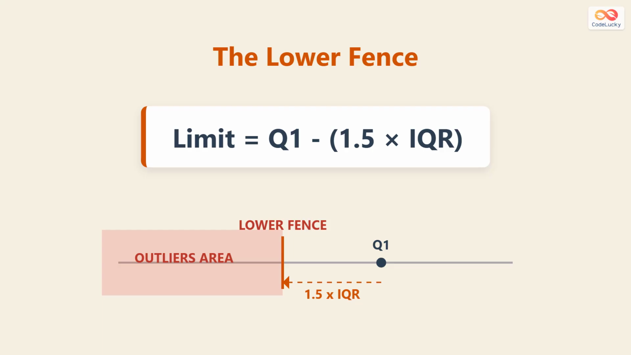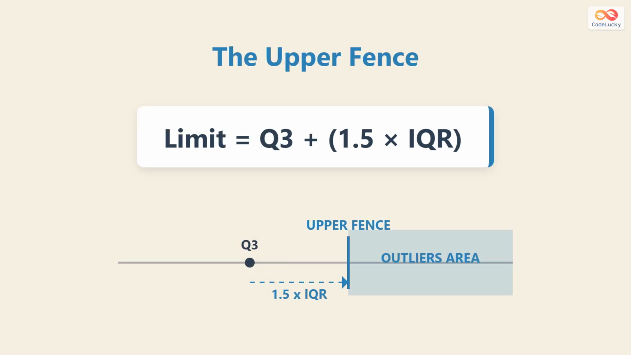Let's calculate the boundaries. The lower fence is the bottom limit. You calculate it by taking Q1 and subtracting 1.5 times the IQR. Any data point that is smaller than this number is considered a low outlier. Similarly, the upper fence is the top limit. You calculate this by taking Q3 and adding 1.5 times the IQR. Any data point that is larger than this number is considered a high outlier.